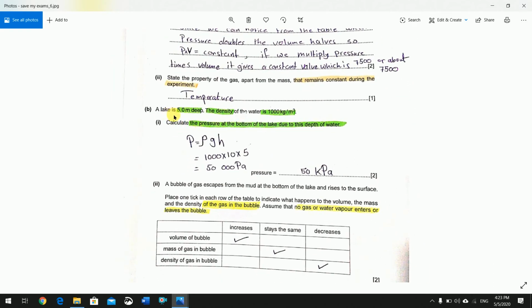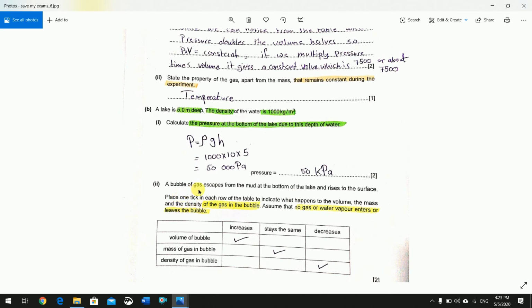A lake is 5 meters deep. The density of the water is 1,000 kilograms per meter cubed. Calculate the pressure at the bottom of the lake due to this depth of water. So this is actually a question that we've taken in the previous chapter, which is rho g h. Rho, which is the density, which is 1,000, g, which is the gravitational acceleration, and h, which is 5, which is the depth. So we'll end up with 50 kilopascals.